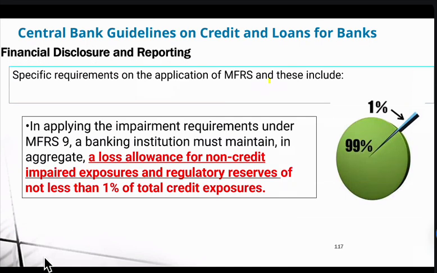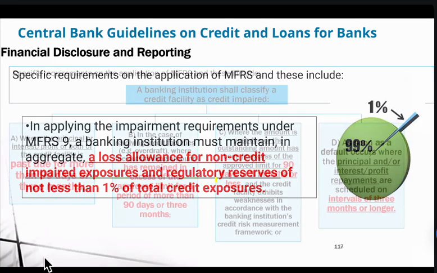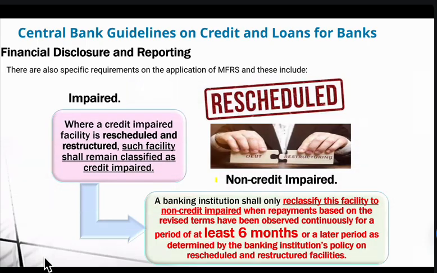Now, here are the specific requirements for MFRS 9. They say the loss allowance for non-credit impaired exposures and regulatory reserves is not less than 1% of total credit exposures. This one I already covered, so we won't repeat it. Bank Negara also mentioned that when the credit has been impaired and is subsequently rescheduled and restructured, it still has to be classified as impaired. You can only reclassify to non-impaired when they have observed the revised terms and conditions for at least 6 months.